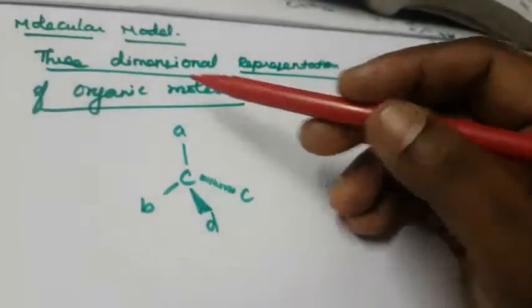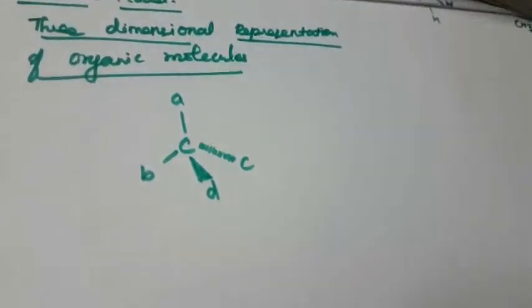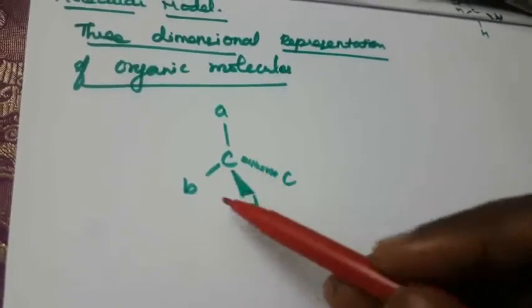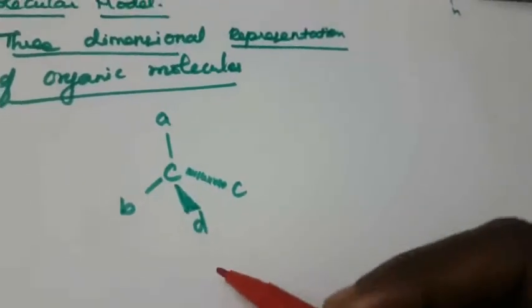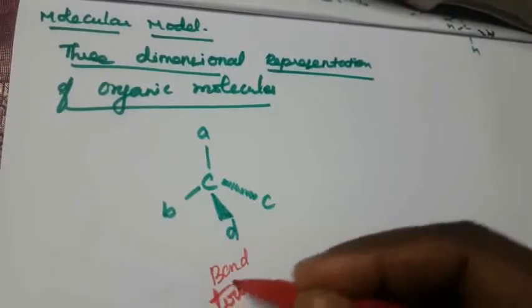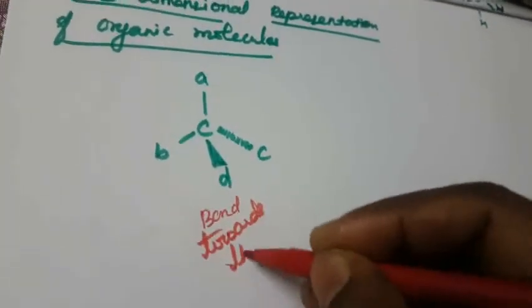Okay, so next one, the molecular model. That is a 3-dimensional representation of the organic molecule. That's why I'm showing it. This is the carbon. What is this bond? That is a bond towards the observer.